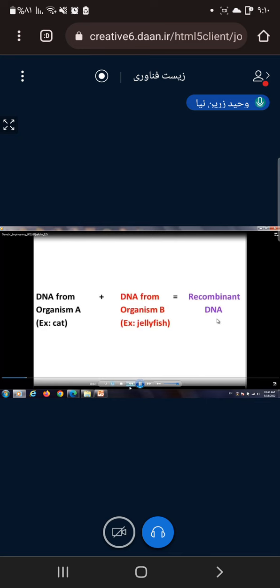Now I glow in the dark. Most of it came from the cat, but the jellyfish DNA is what allowed it to work.